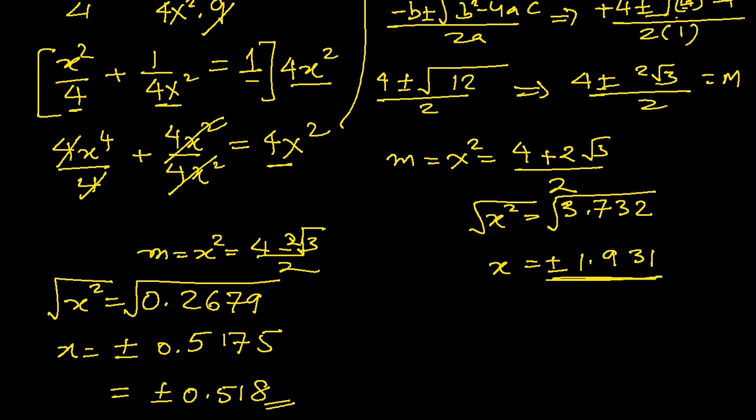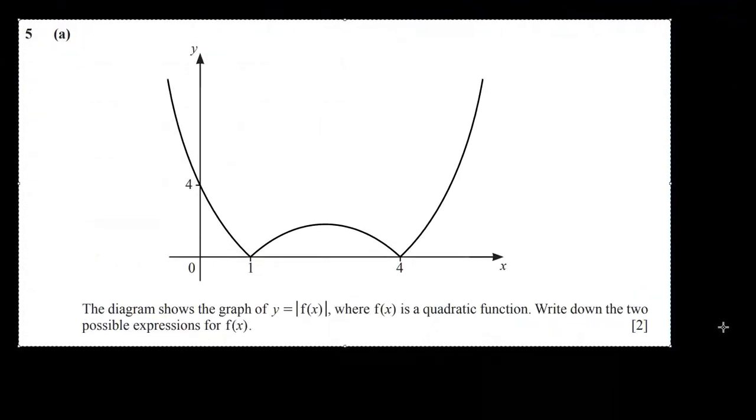What's next? This is next. The diagram shows a graph of an absolute function where f(x) is a quadratic function. They have confirmed it. Okay, write down the two possible expressions for f(x). So now we can see, because of absolute, there is nothing negative, everything is positive. So let's see what is the first possibility. First possibility is that the curve was like this, right? And because of absolute, this negative part became positive like this, right?